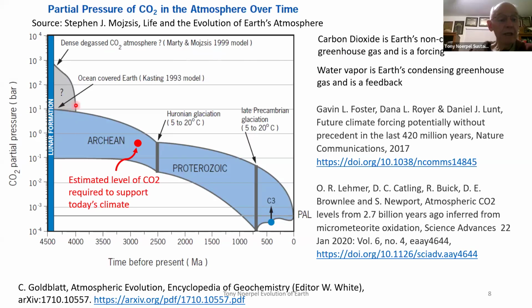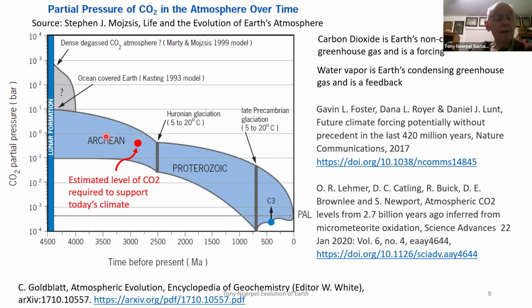There's both organic and inorganic processes that have been pulling carbon dioxide out of the atmosphere. And so it bounces around. And whenever it gets near the bottom, we're in an ice age. And whenever it gets near the top, we're in a hothouse climate.